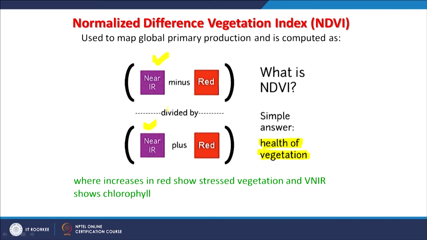If the vegetation is not healthy, then the spectral response curve of vegetation will shift towards the red rather than remaining at maximum in the infrared. So, if red increases, that will show that the vegetation is under stress, with not very good chlorophyll content, and so values near infrared will be showing higher values. So, by using this index, we can assess even the quality or health of vegetation.